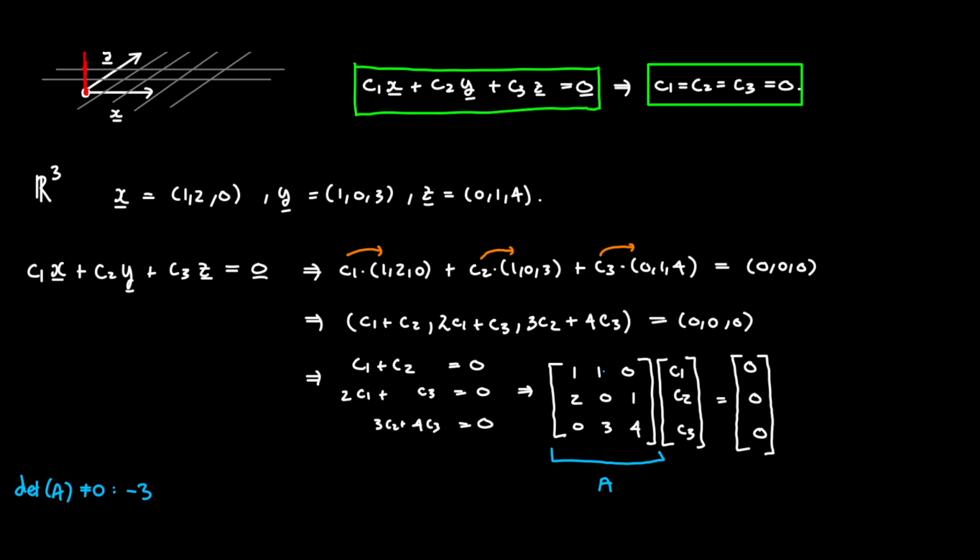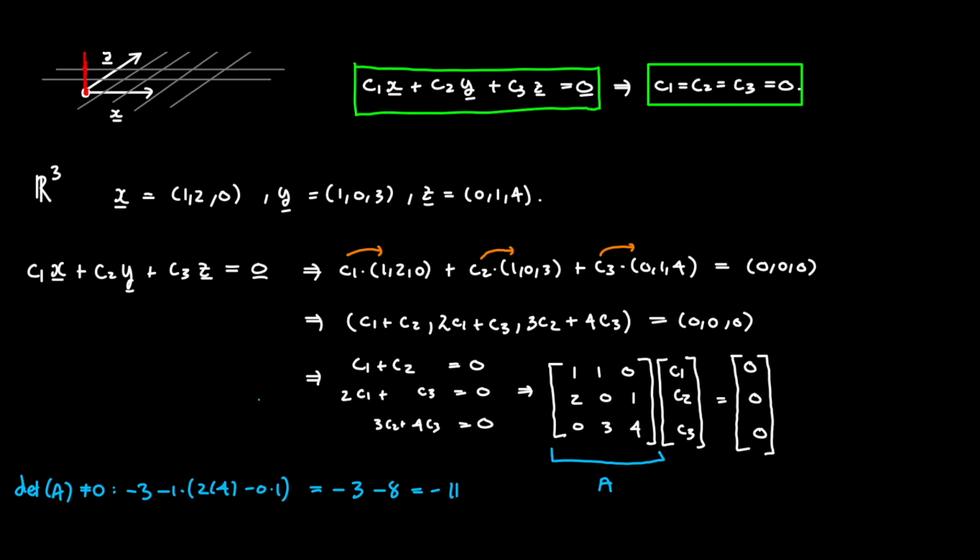So it'll be -1 times 2. Let's just write it out. So -1 times 2 times 4 minus 0 times 1. And here this is -3 minus 8, which is -11. Okay, I think that's correct.